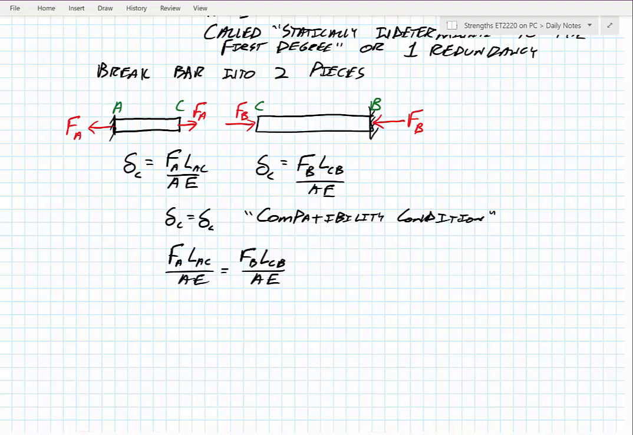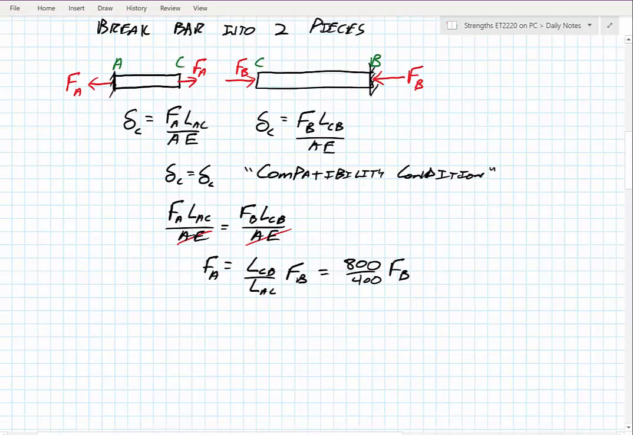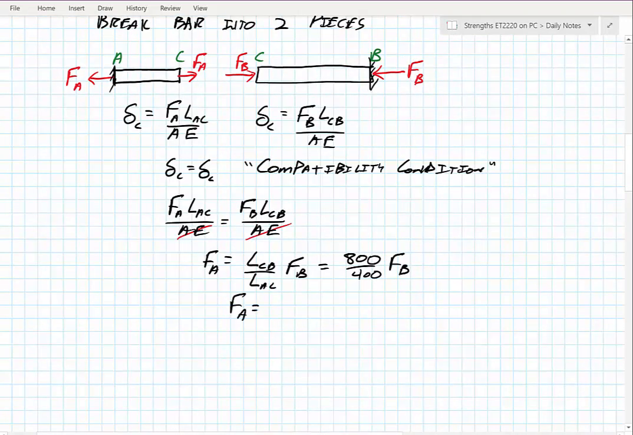Now the cross-sectional area is the same in both of them, and they're made out of the same material, so that A and E actually cancels out. You could see how that would also affect the reaction at both sides. So it's really just a relationship between the lengths, right? So I have length of CB over length of AC times FB, just doing a little algebra. Length of CB is 800, length of AC is 400, and what this gives me is that the force at A must be equal to twice the force at B.